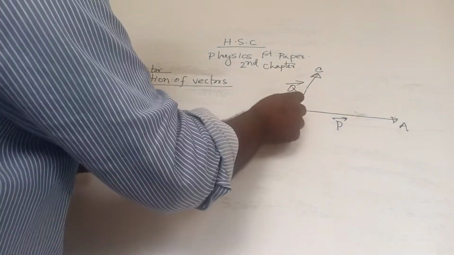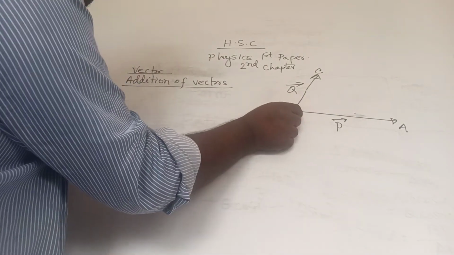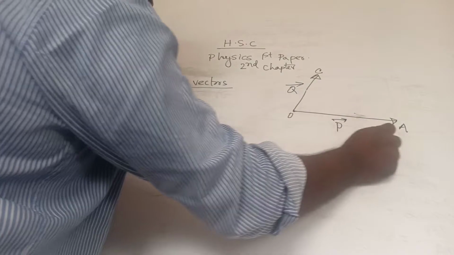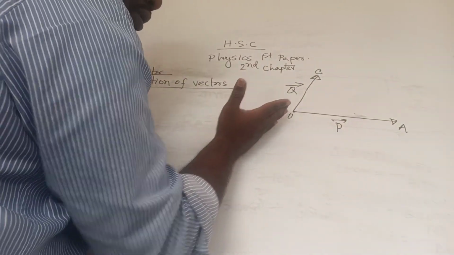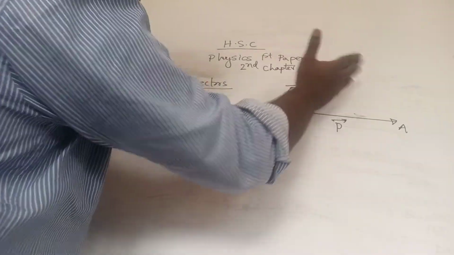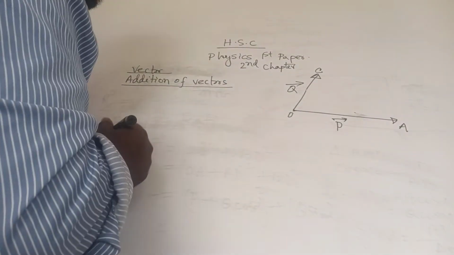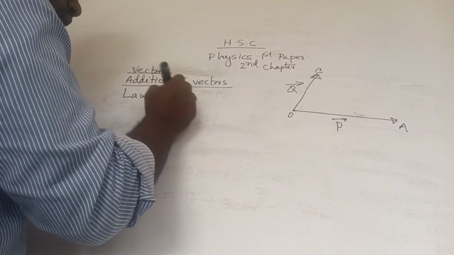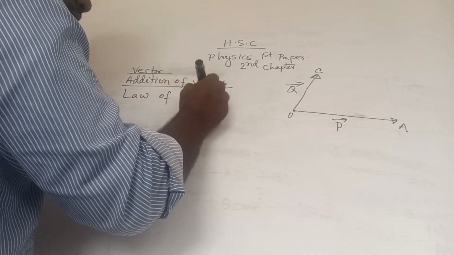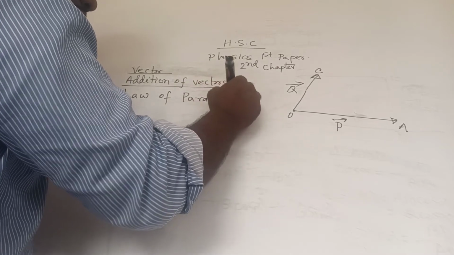You can think, if you put an object on this, and you are pulling in this way and your friend is pulling in this way, so ultimately the object will go in a direction like this. So what will be the actual direction? We can find out by the law of parallelogram.